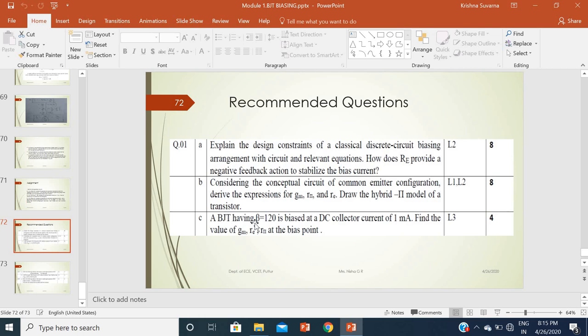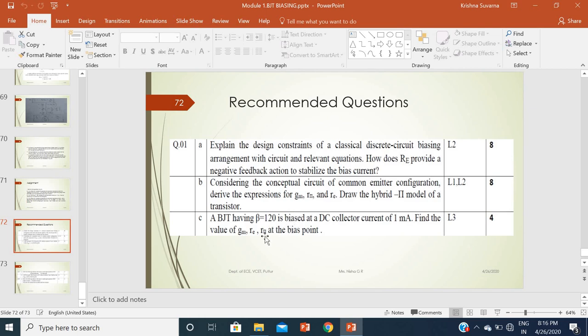problem that has been asked: a BJT having beta equal to 120 is biased at a DC collector current of 1 milliampere. Find the values of GM, RE, R pi. Of course, you will know the equations for GM, RE and R pi. With the given information, GM is equal to IC by VT. IC is given as 1 milliampere divided by VT, which is 26 millivolt. If you calculate, you will get the transconductance. Then RE, you know, is VT divided by IE, and then R pi is VT divided by IB.